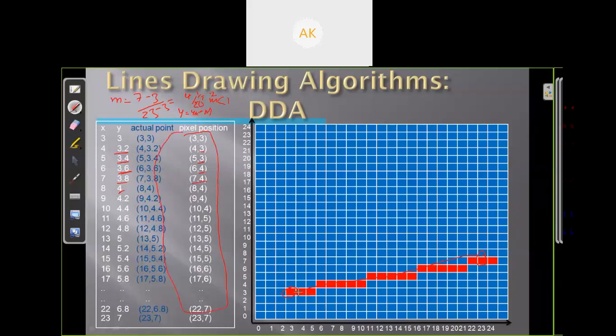Plot all these points on a screen and you will get this kind of straight line. Okay, so this is your straight line. As you can see, this is a kind of stair steps or zigzag line you are getting. Okay, any doubt?